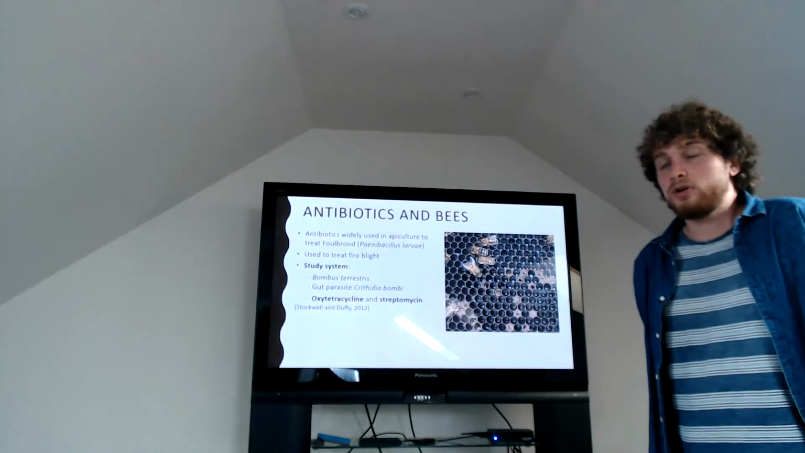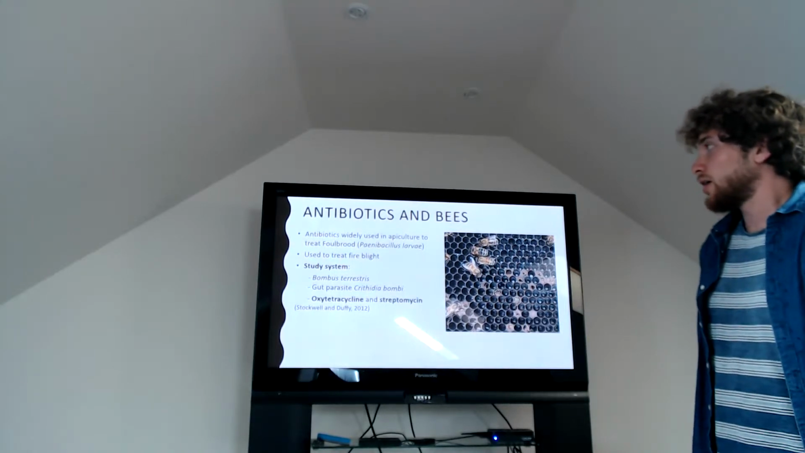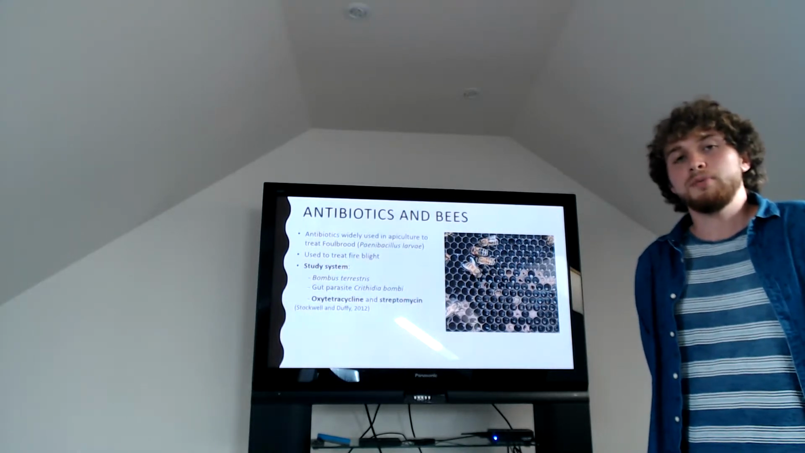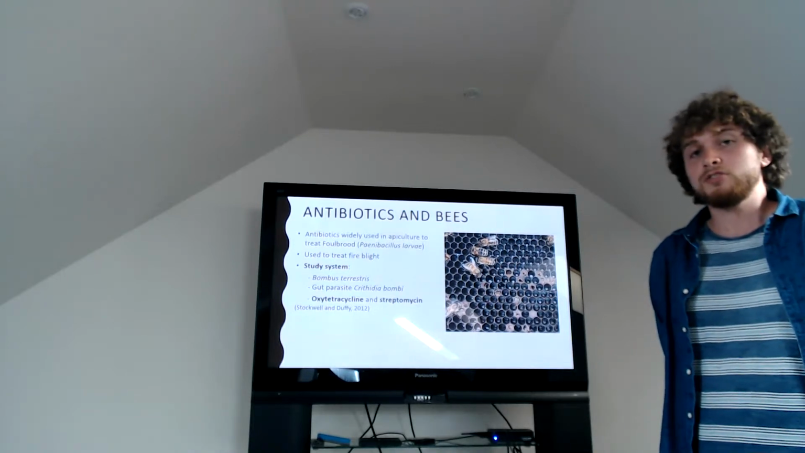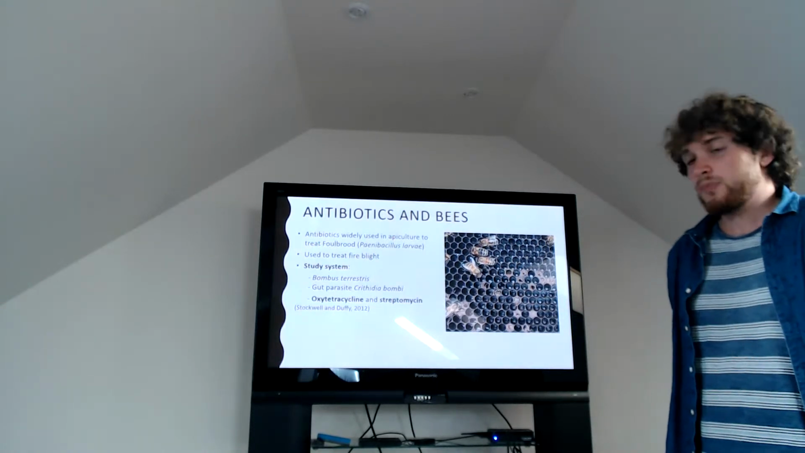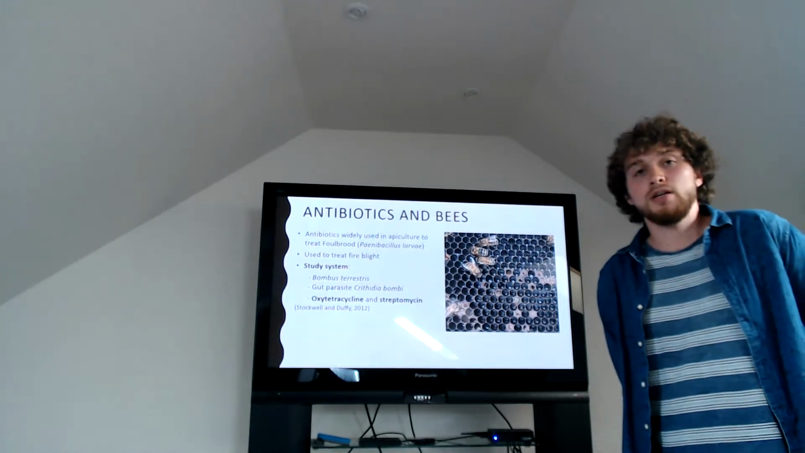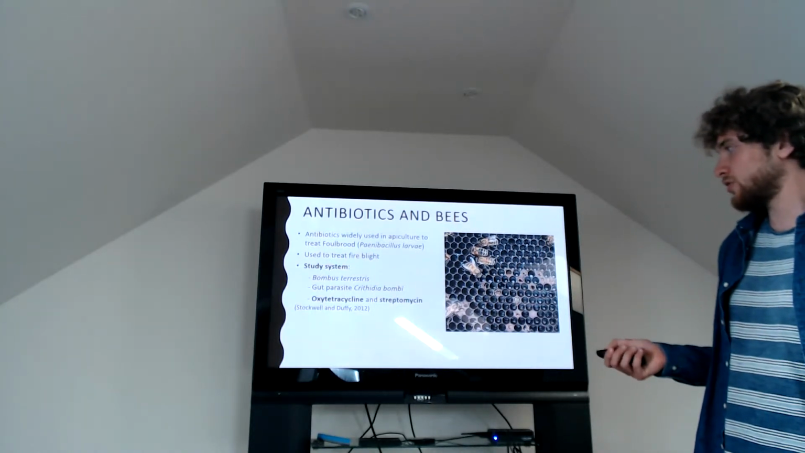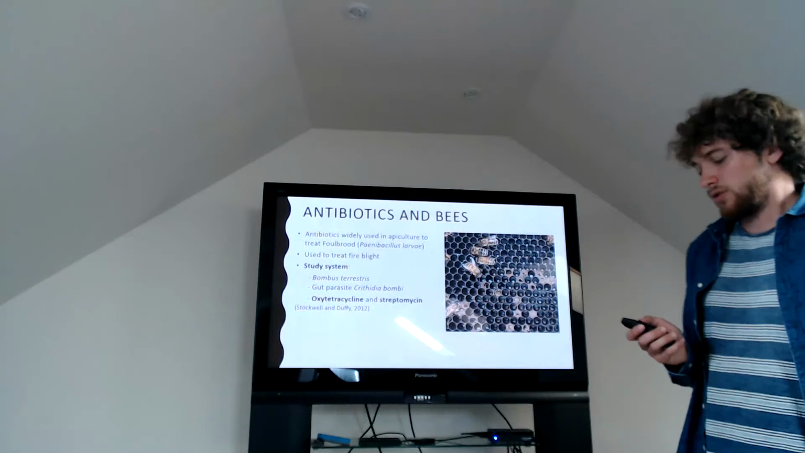And my second experiment was on antibiotics, and this was the more in-depth one. Antibiotics are used to treat American foulbrood, to control the infection at the larval stages. But they're also used to treat fire blight in pear trees. And bumblebees are likely to be exposed to this when they're foraging. So it's these two antibiotics, oxytetracycline and streptomycin, and our study system is again Bombus terrestris.